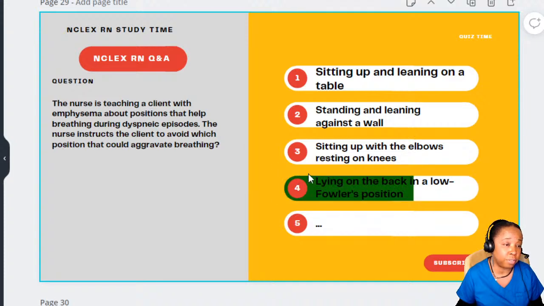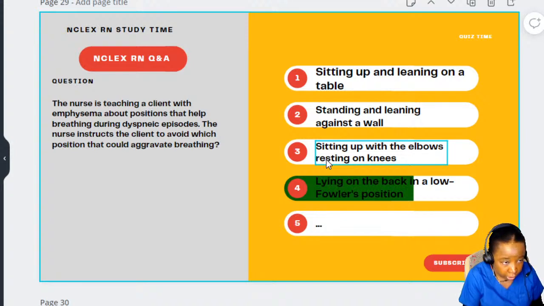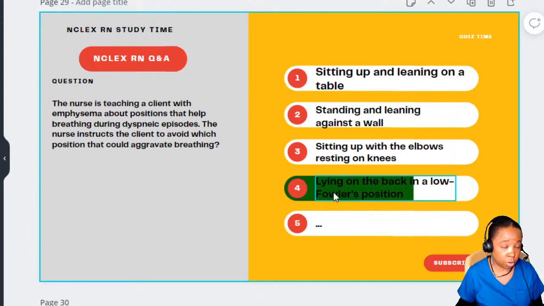The patient will have difficulty breathing. So the best one, normally the very best one, is number 1. Number 2 can help. Number 3 also can help, where the patient is sitting up and resting the elbow on the knee. So this is also one of the good ones. But this one right here, number 4, is the worst.